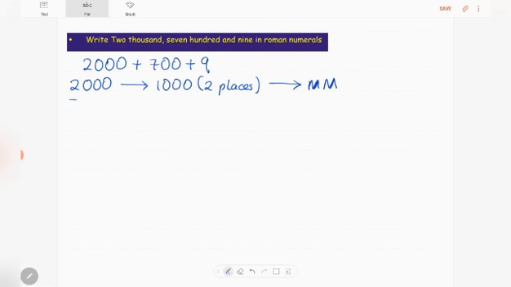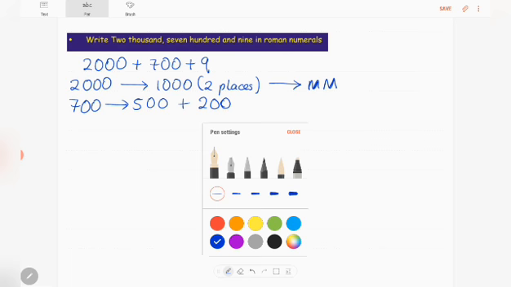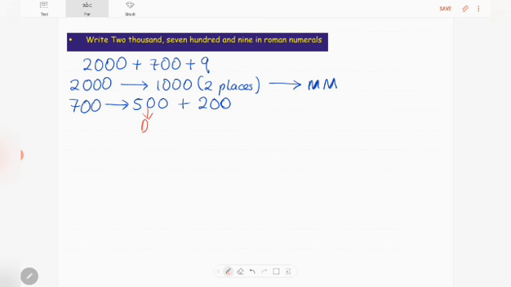Then 700 can also be written as 500 plus 200. Now we know that 500 is D in Roman numerals and 200 is same as having 100 in two places. That makes it double C. So 700 is automatically DCC.